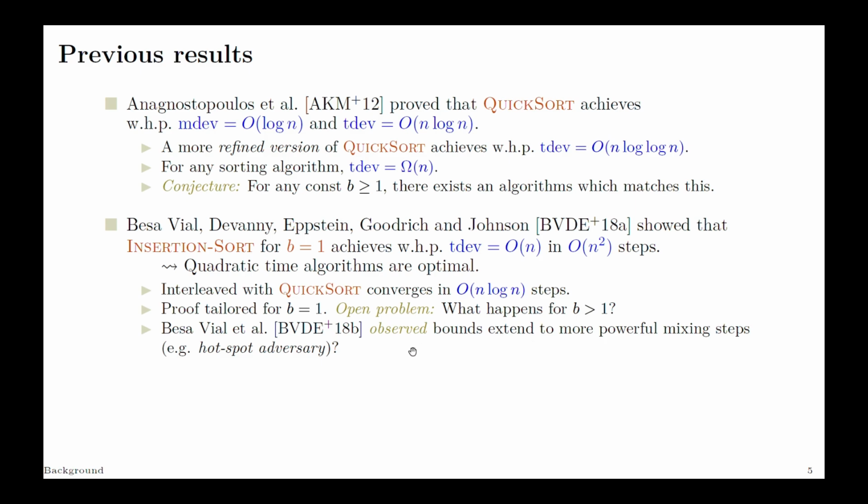One of them was the hotspot adversary, where in the mixing step an element is chosen and a direction, either to the left or to the right, and the number of swaps is dictated by a geometric random variable.